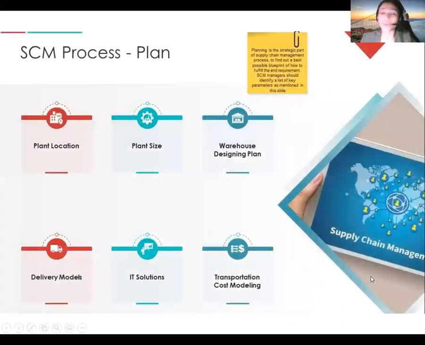So let's talk about the process plan. Planning is the strategic part of supply chain management, the process to find out the best possible blueprint of how to fulfill the end requirement. The SCM manager should identify a list of key parameters as mentioned in this slide. Under the process plan, we have plant location, plant size, warehouse designing plan, the delivery models, the IT solutions, and the transportation cost modeling.